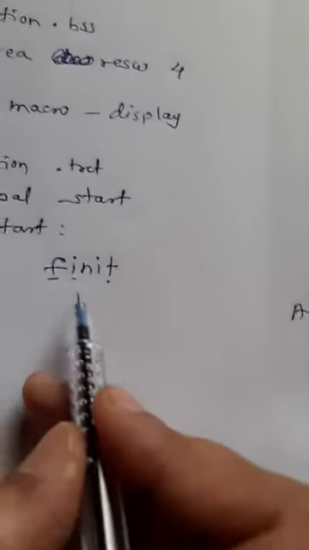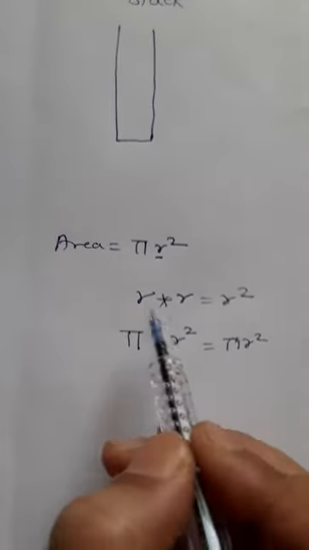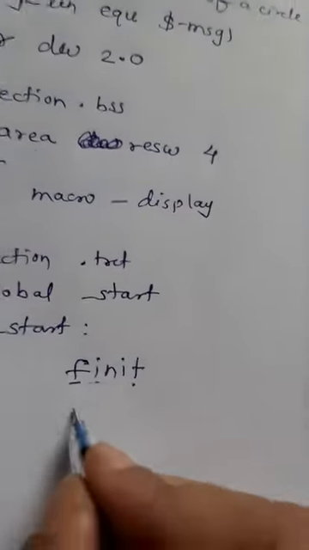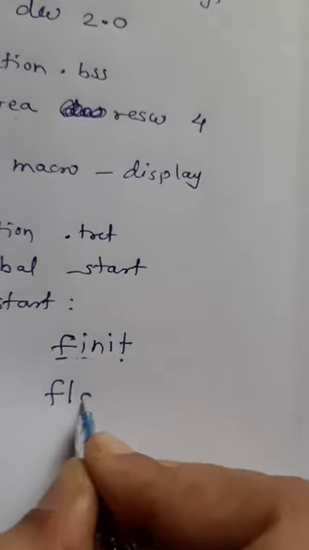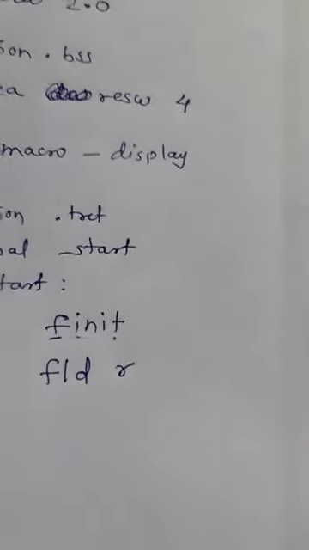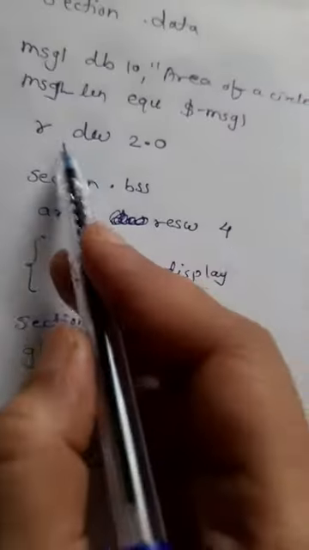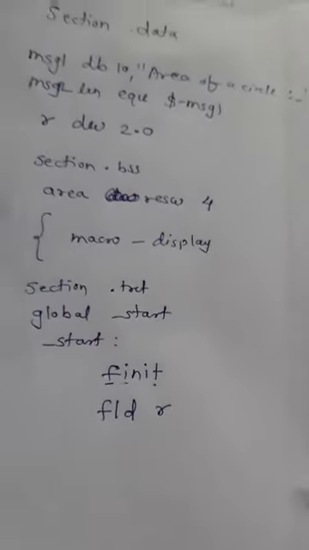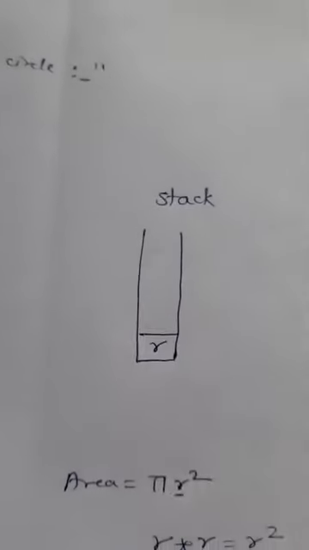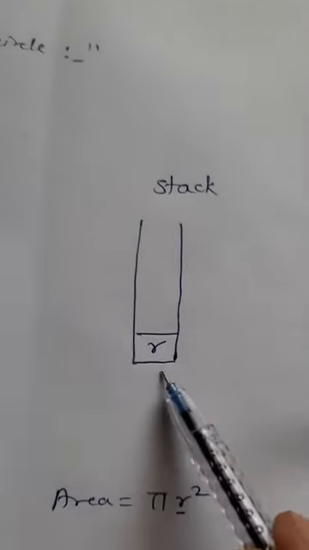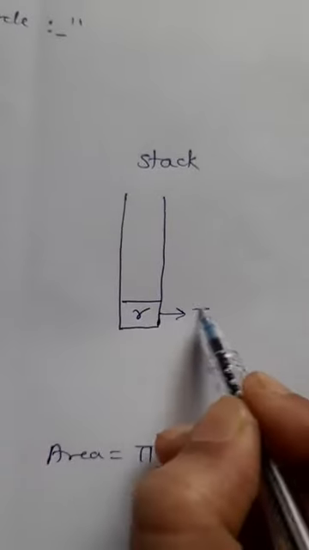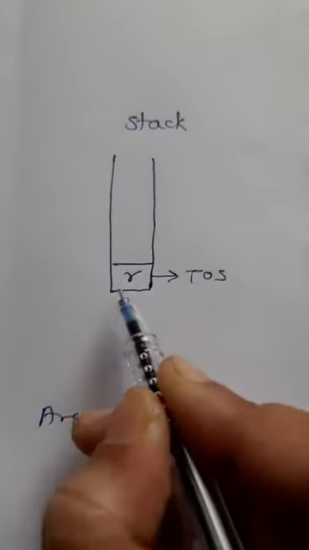So once we have finit, now we can load the first r in the stack. For that the instruction is fld r. R is nothing but our declared variable, that is the radius. So fld r will load the r on the stack. Now as this r is the first element on the stack, this is nothing but your top of stack. Okay, so r is loaded.